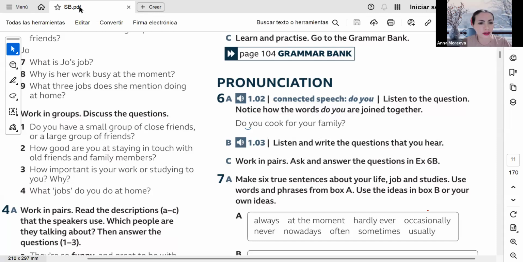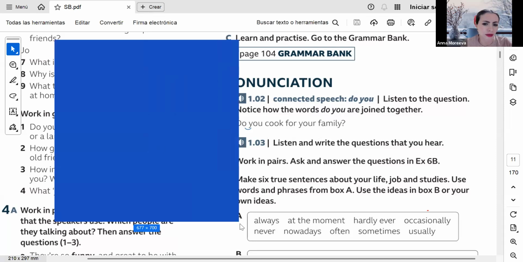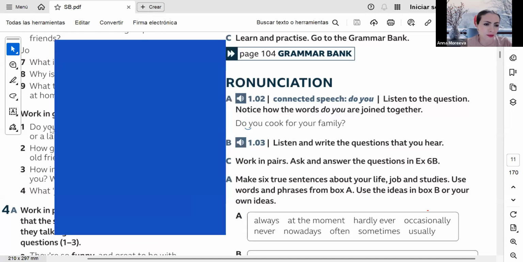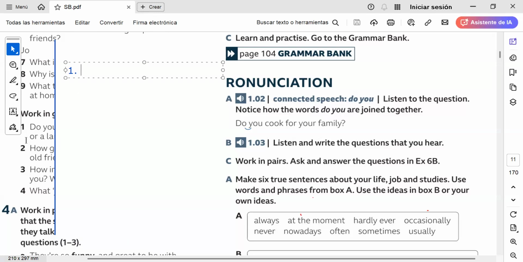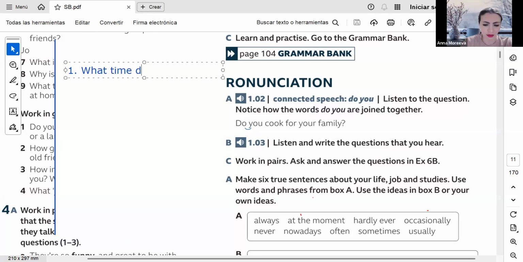Okay, so let's check. I will write the questions here. So number 1. Who has number 1? What time do you usually start work? Okay. What time do you usually start work?